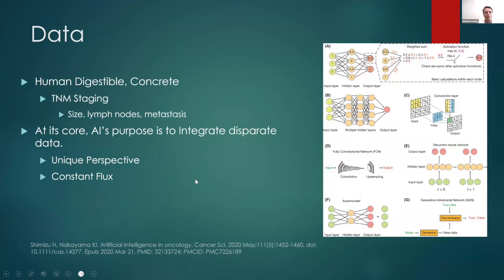So in the past with data in medicine, it's always had to be human digestible and concrete. One example is the TNM staging or categorization of cancers. With that, you would label a cancer based off size, lymph nodes, and metastasis. And from that, you could get a prognosis and develop a treatment plan. And that's using things like size, lymph nodes, and metastases that we humans are able to picture.